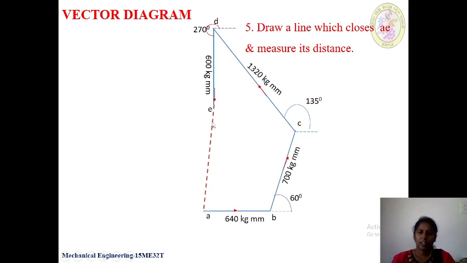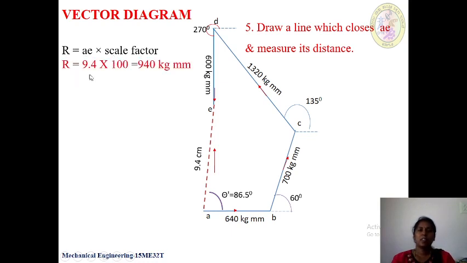Here we have closed this with a dotted line. So this angle theta dash is the resultant angle, which comes to 86.5 degree. We can measure this directly from the base line. And the resultant is equal to 9.4 centimeter, and that is in the opposite direction. So therefore capital R is equal to AE into scale factor, that is 9.4 centimeter multiplied by 100, which is the scale value, that is equal to 940 kg mm.